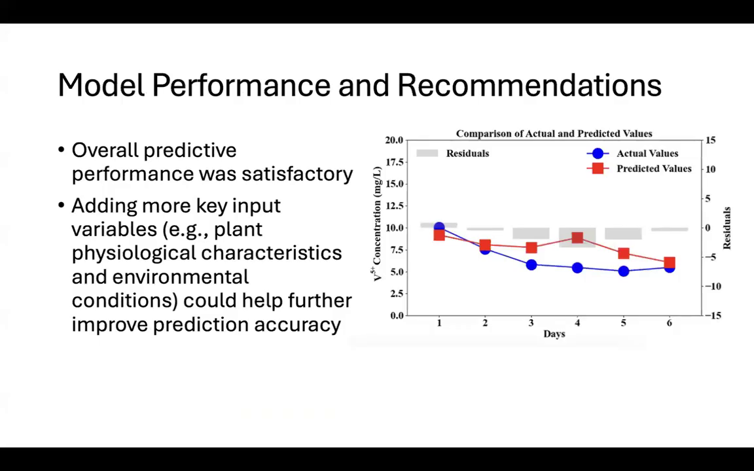So the overall predictive performance was satisfactory. This figure here shows the predicted vanadium concentrations over the days of growth as compared to the actual values. The authors suggest that adding more key input variables, such as plant physiological characteristics, including leaf area index and root structure, as well as environmental conditions, including temperature, light, and humidity, could help further improve prediction accuracy.